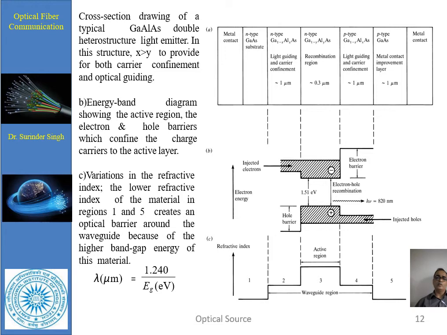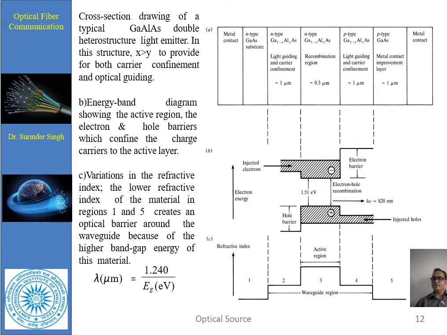Now if we want to calculate the wavelength for this source, depending upon the band gap energy in electron volts, we divide 1.240 by that energy, and the source emission wavelength can be calculated quite easily. So this dual confinement leads to both high efficiency and high radiance.